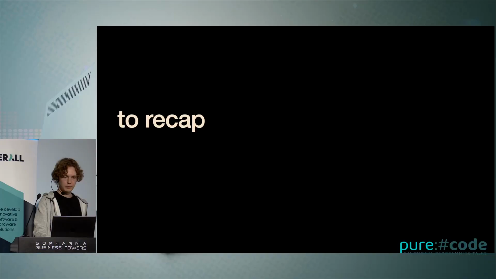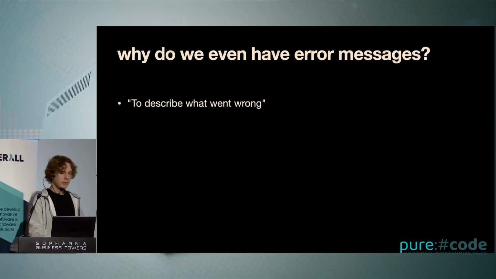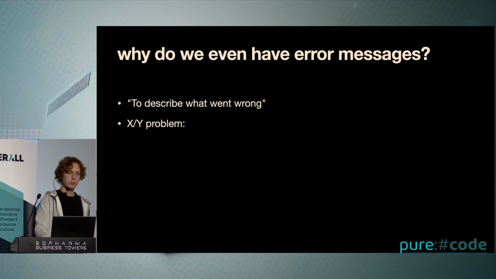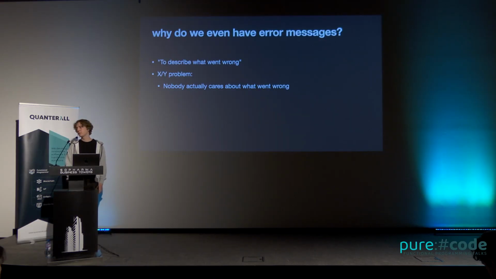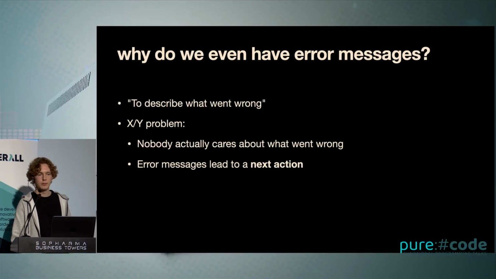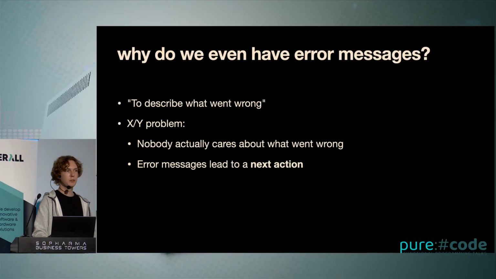So, to recap. Why do we even have error messages? The obvious answer is that we want to describe what went wrong, right? If something went wrong, you want a message. But I would argue that this is actually an XY problem. Nobody actually cares what went wrong. They want to fix it. If you get an error, you want to fix it. So error messages should lead you to the next action.